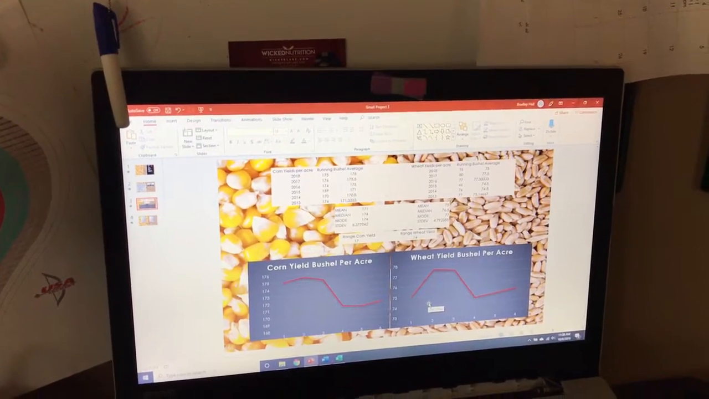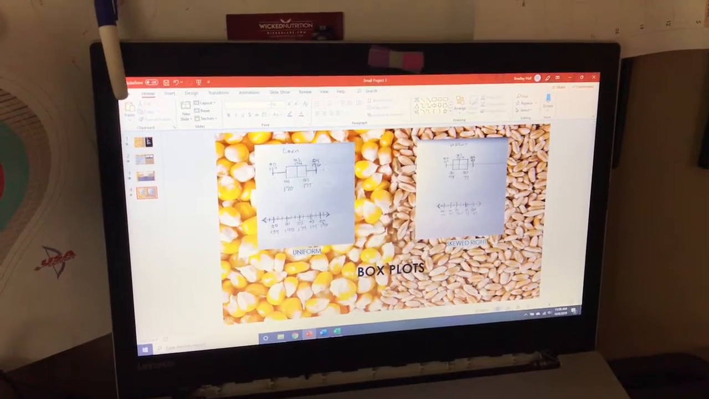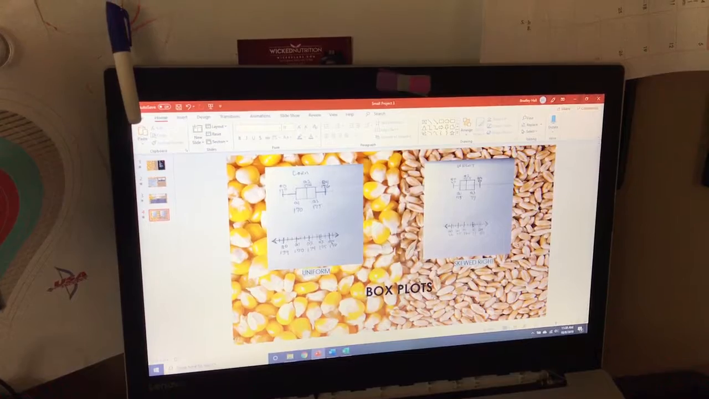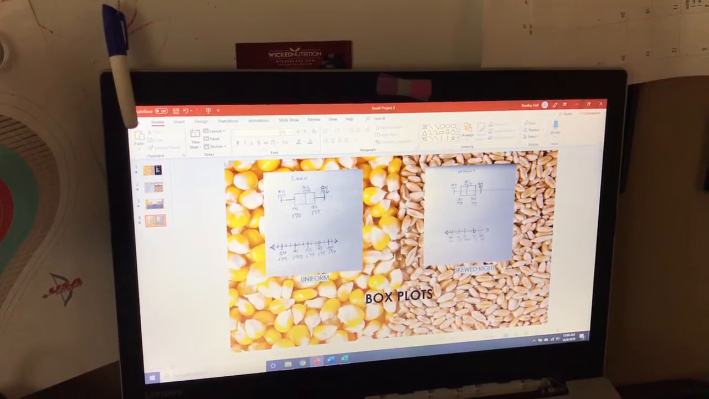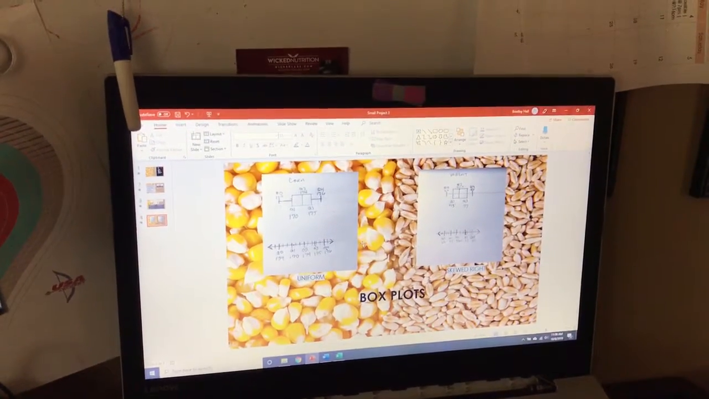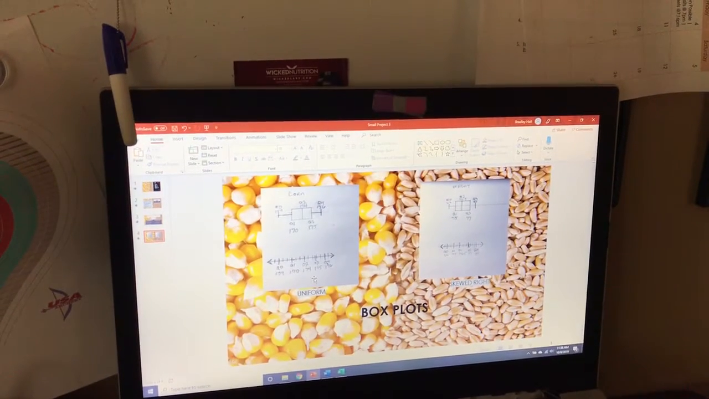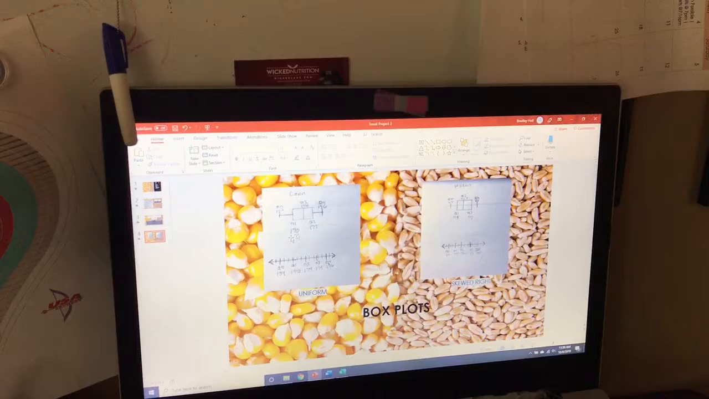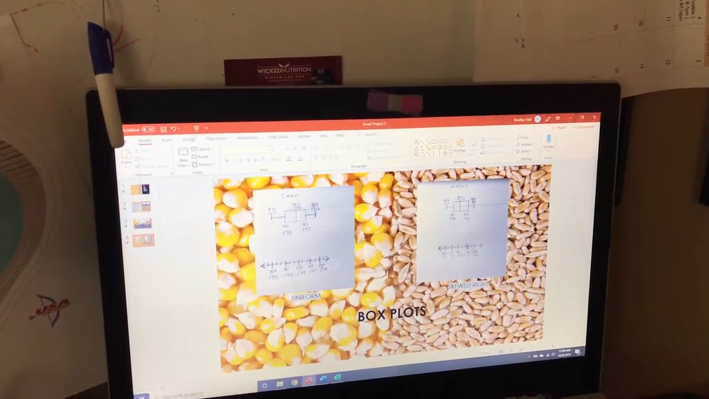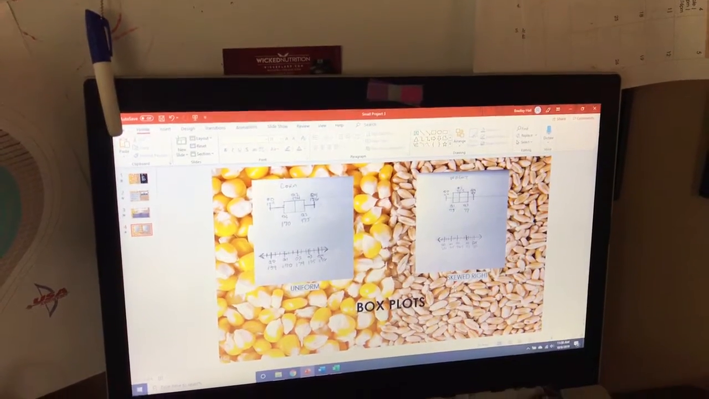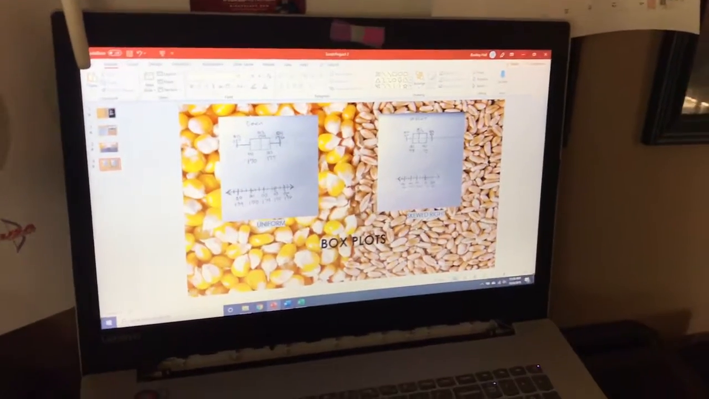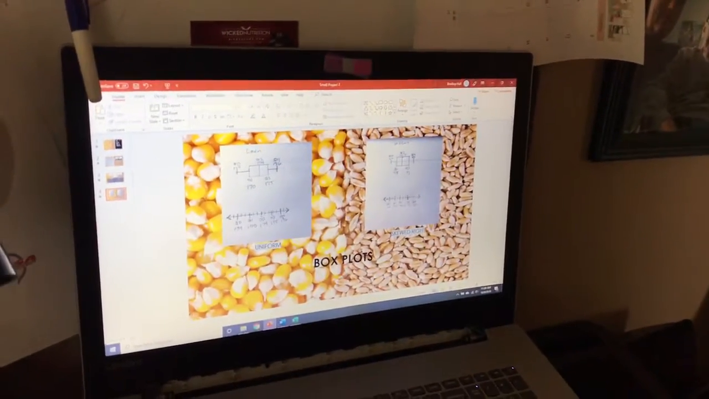Once I had done this, we looked at it from a different perspective with box plots. For corn, we have a more uniform diagram because the numbers stayed more consistent. And if you look at the wheat, it is skewed right because most of the numbers were more heavily consistent on the back side of it.